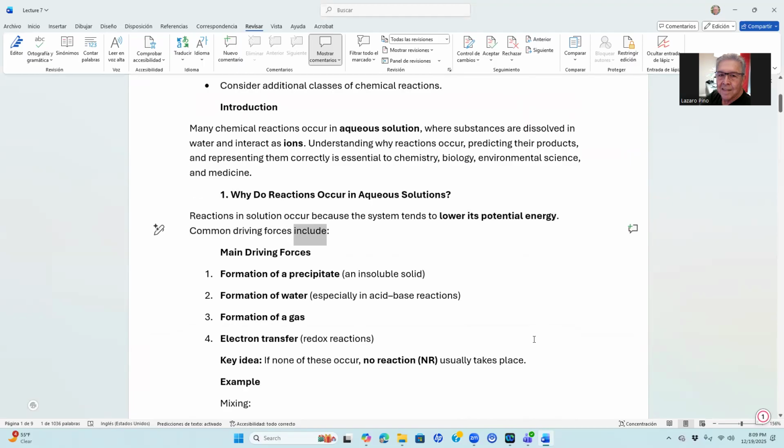Common driving forces include: formation of a precipitate, an insoluble solid; formation of water, especially in acid-base reactions; formation of a gas; and electron transfer, redox reactions. Key idea: if none of these occur, no reaction usually takes place.